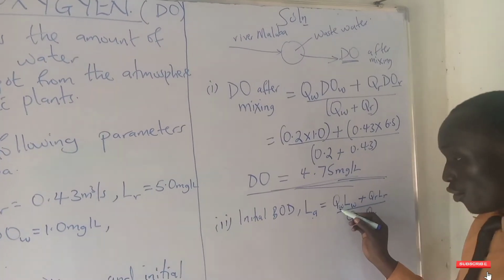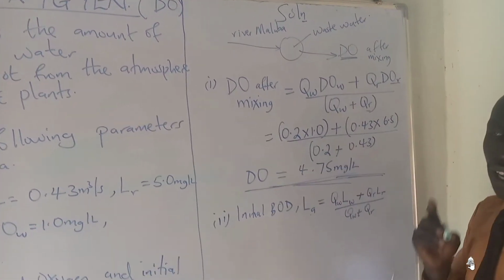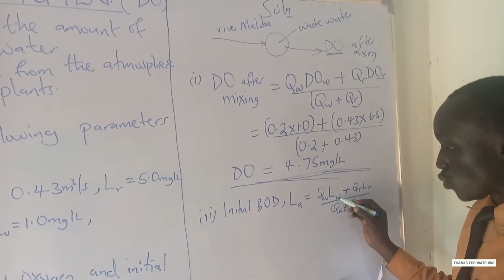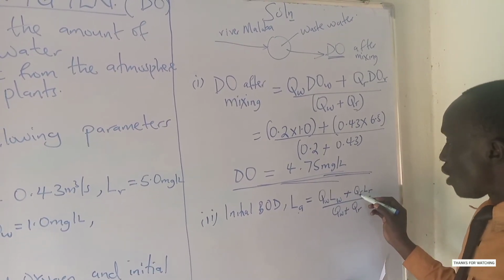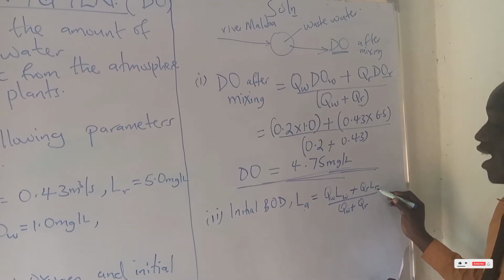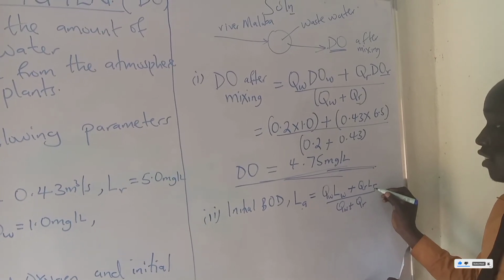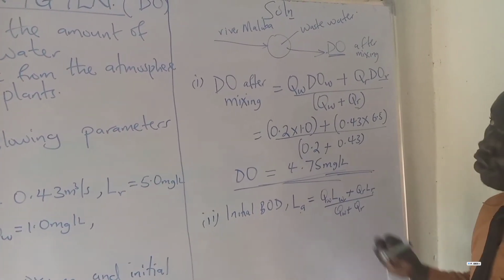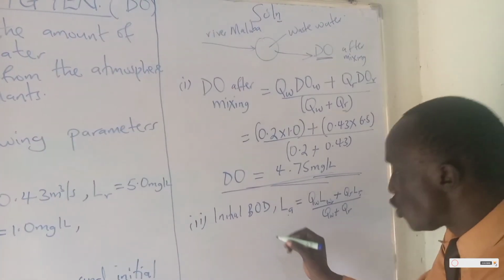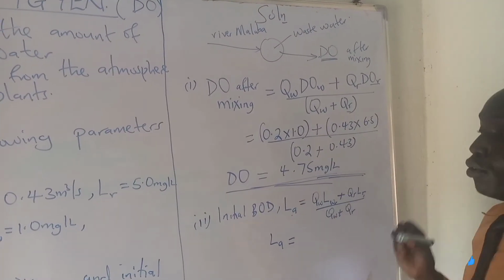What did we say? QW stands for the flow rate of the wastewater. LW stands for the ultimate BOD of the wastewater. Then QR stands for the flow rate of the river, and LR stands for the ultimate BOD of the river. Just know R is river, W is wastewater, because the river is mixing with the wastewater.